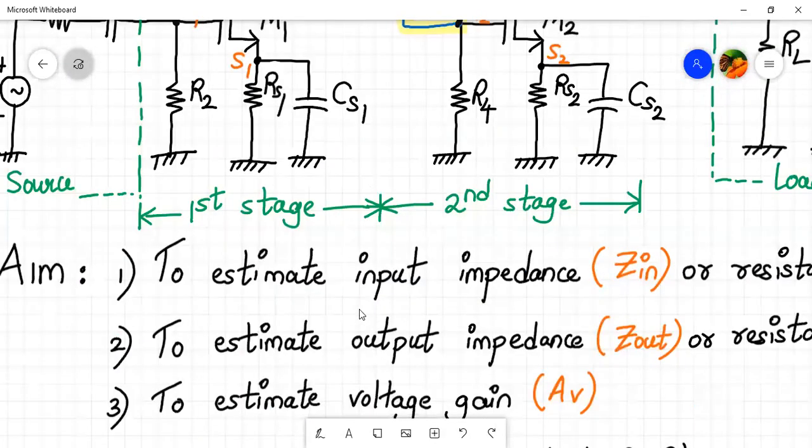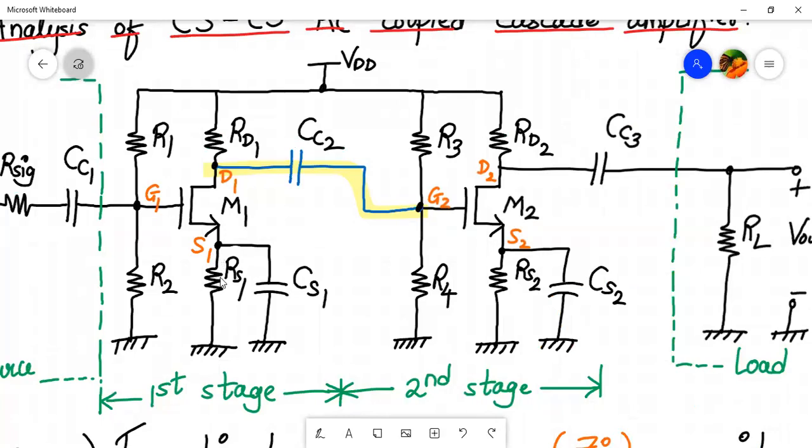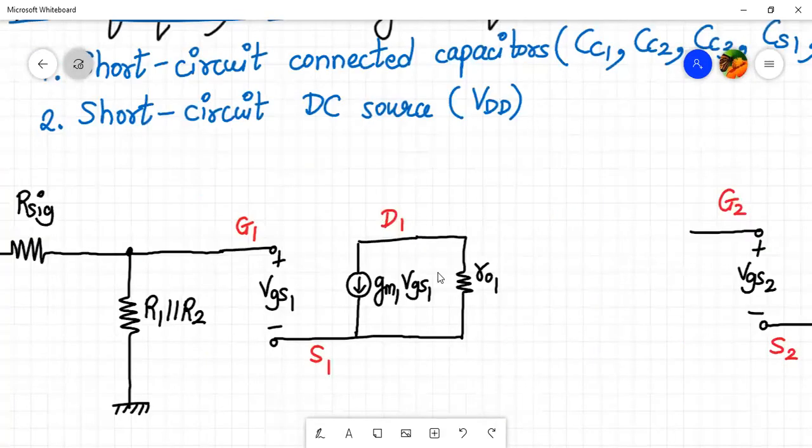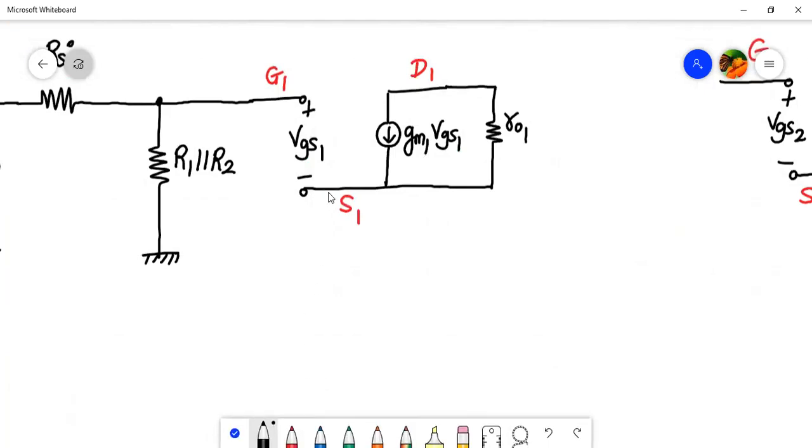So from the source 1, we have a resistor RS1, and in parallel to it we'll have a capacitor CS1, right? So all the connected capacitors are considered to be a short. So a short parallel to a resistor will be a short only. So source 1 will be directly connected to the ground. So let us connect the source 1 terminal to the ground. So over here, I will connect the source 1 terminal towards the ground.